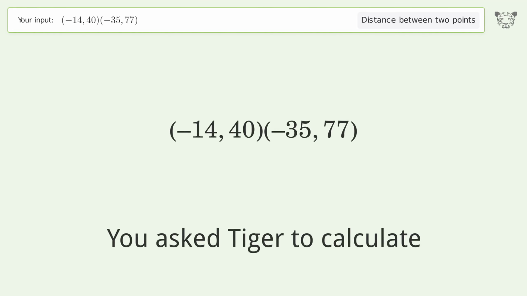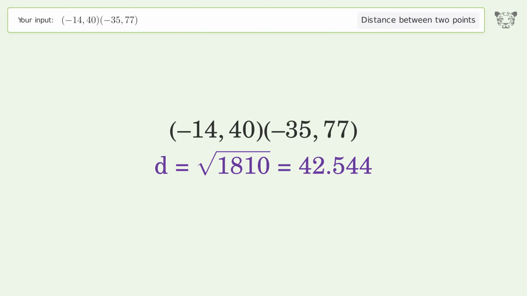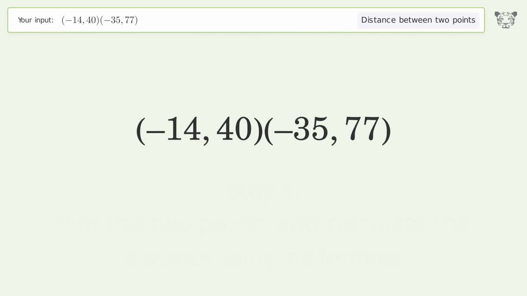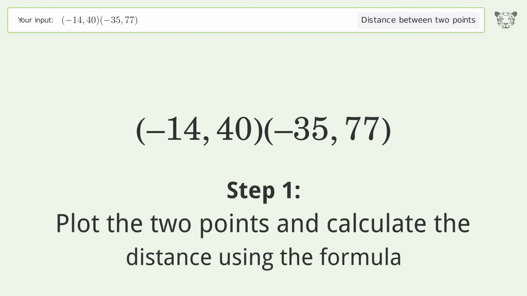You ask Tiger to calculate. This deals with the distance between 2 points. The distance between the 2 points is the square root of 1810 or 42.544. Let's solve it step by step. Plot the 2 points and calculate the distance using the formula.